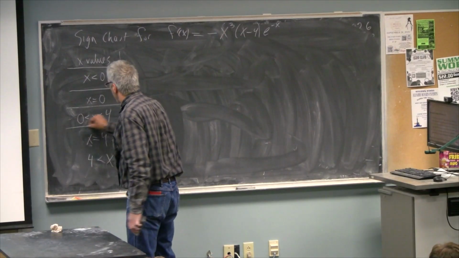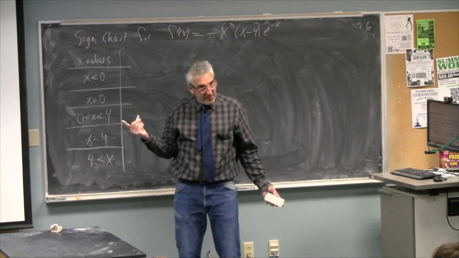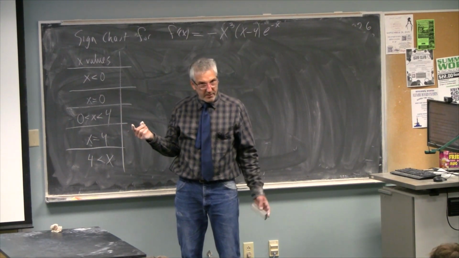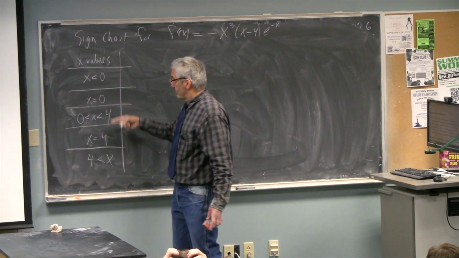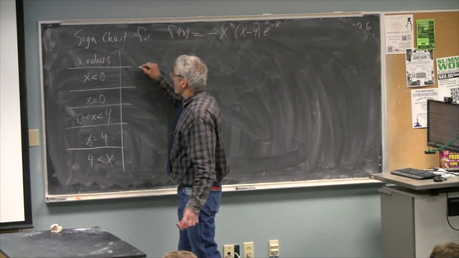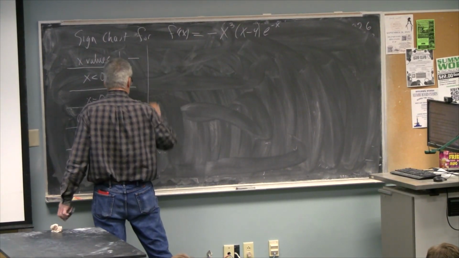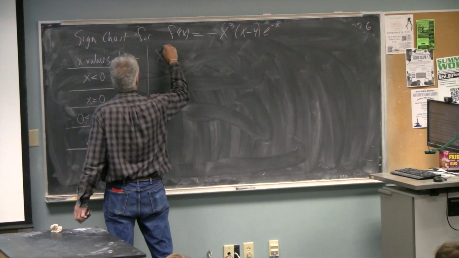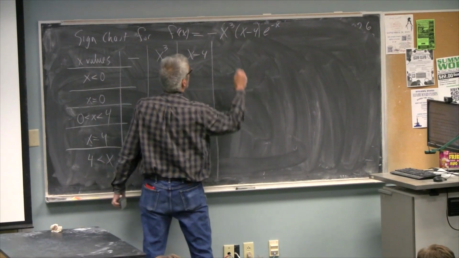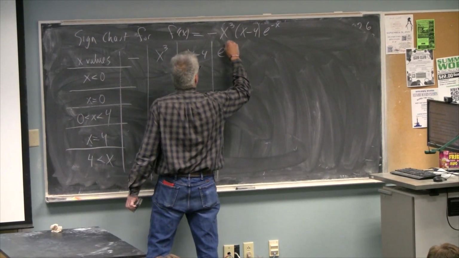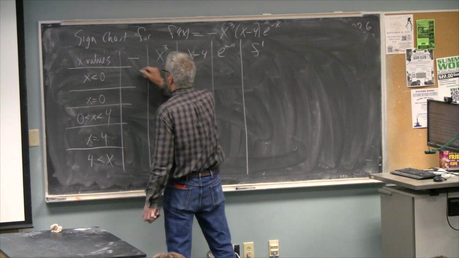Because remember what I said a while ago, f prime is a continuous function. The only way that it can change sign from positive to negative or negative to positive is by crossing the x-axis. And that only happens at these places. All right, so what we're going to do is we're going to analyze each of these factors by itself. So first of all, I'm going to have a column for the minus sign. I'm going to have a column for x cubed. I'm going to have a column for x minus 4. And I'm going to have a column for e to the minus x. And then I'm going to have a column for f prime, which is the product of all those things.